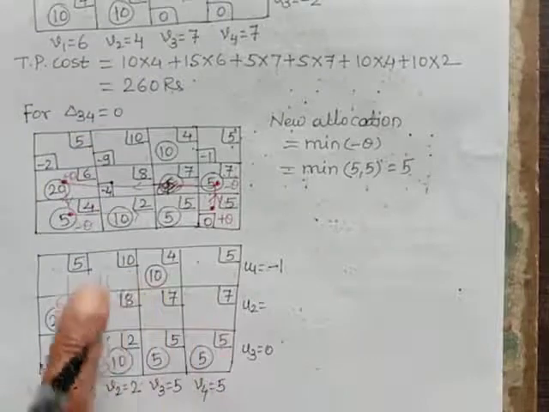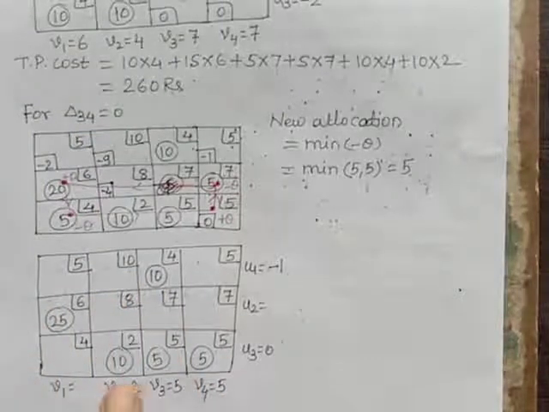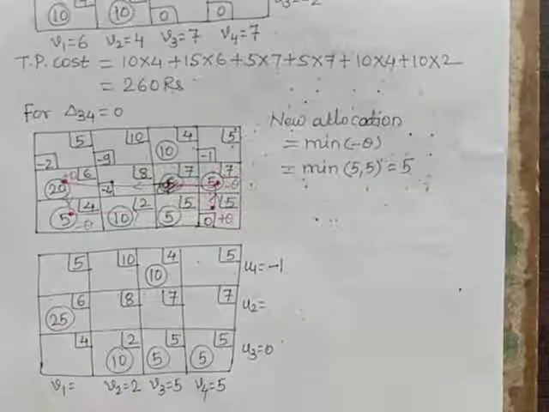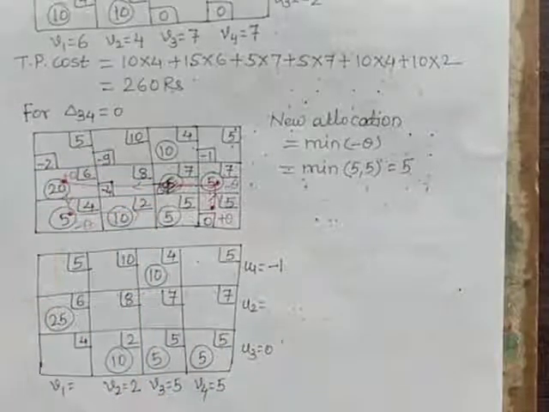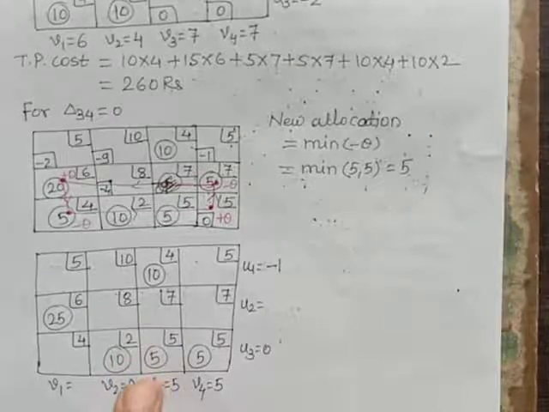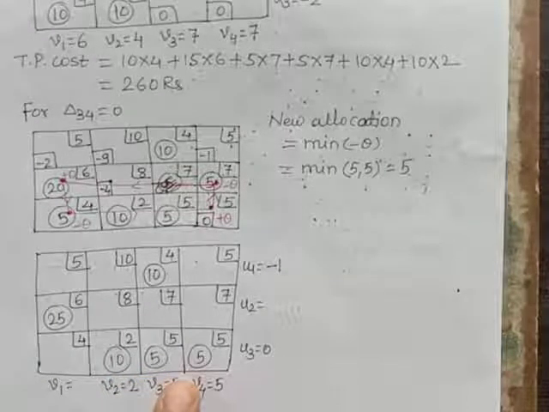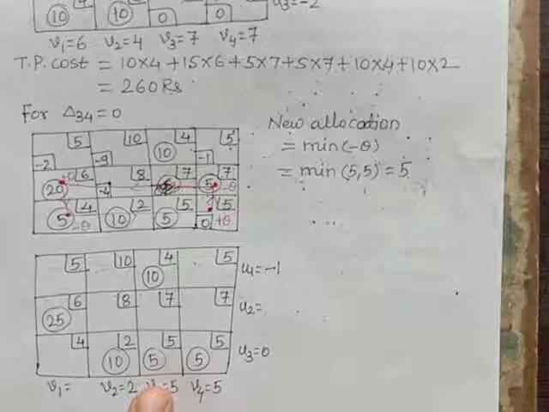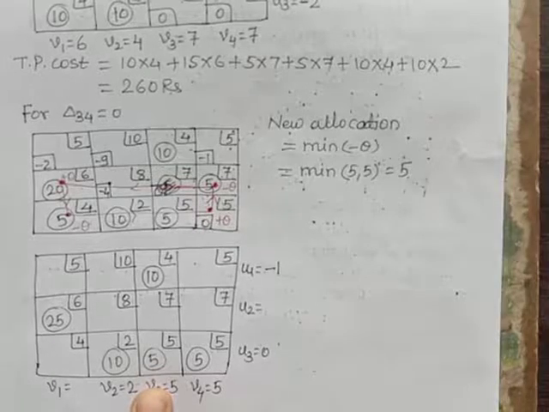Look at the allocations. How many allocations do we have? 1 plus 2 plus 3, 4. So we have only 5 allocations. But our basic allocations are 6. Means now this one will become a degenerate solution, because our m plus n minus 1 is how much? 6. So here the degeneracy occurs. But this is also a solution, and this is a degenerate solution. But it is optimal. It is optimal.